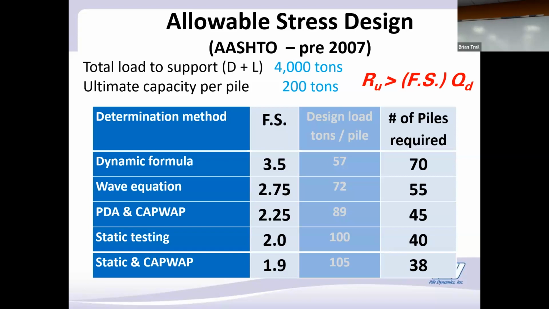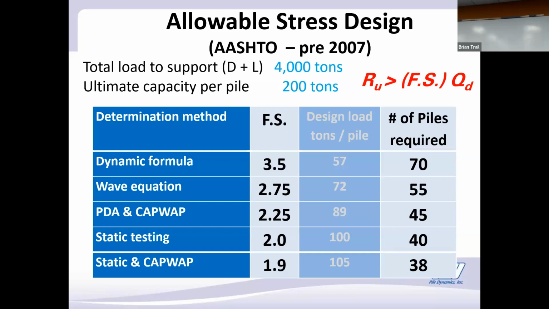So let's do a theoretical exercise where we have a total load to support, that's dead load plus live load, of 4,000 tons. And let's say the ultimate capacity per pile is 200 tons. Well, for the dynamic formula, using a safety factor of 3.5 into 200 tons means I have a design load of 57 tons per pile, and 57 tons per pile, with 4,000 tons to carry, means I need 70 piles.